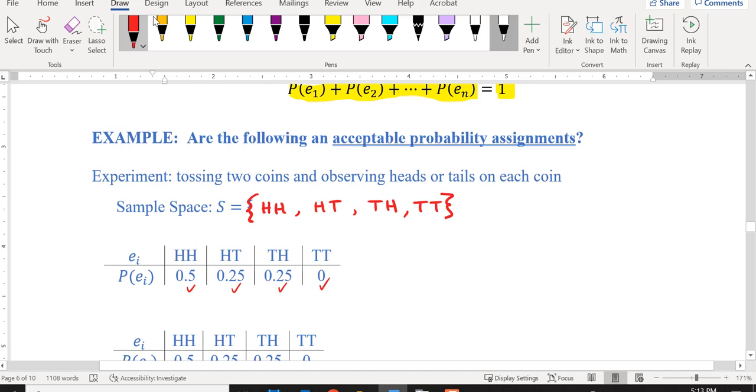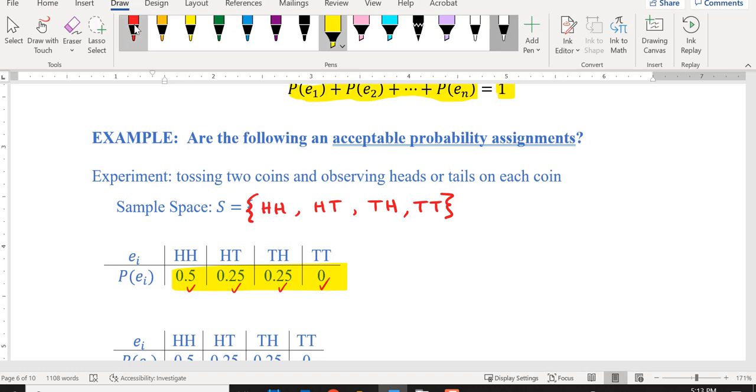Now, if we add all those numbers up, 0.5 plus 0.25 plus 0.25 plus 0, what do we get? We get 1. So yes, that is an acceptable probability assignment.